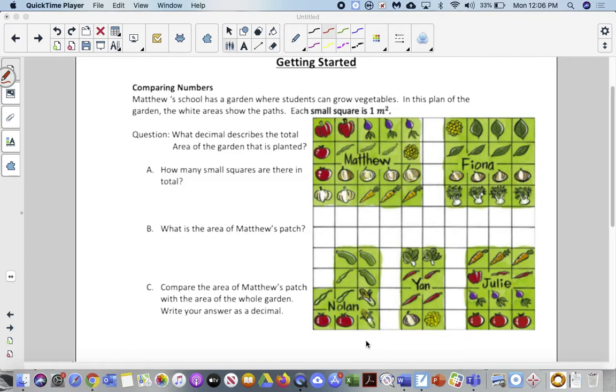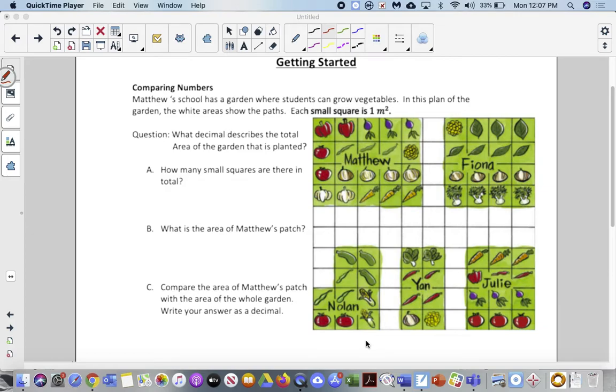Matthew's school has a garden where students can grow vegetables. In this plan of the garden, the white areas show the paths. Each small square is 1 meter squared. Question: what decimal describes the total area of the garden that is planted?